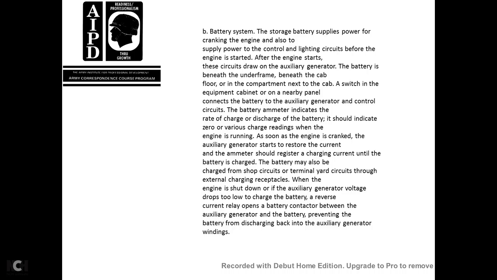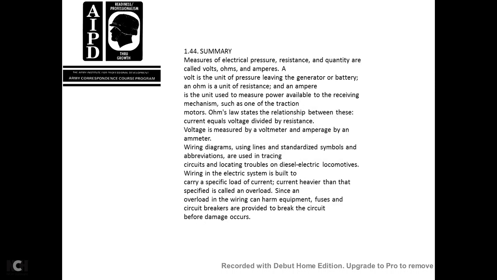The battery may also be charged from the shop circuit or terminal yard circuits through the external charging receptacles. When the engine is shut down, the auxiliary generator voltage drops below the battery charge. The reverse current relay opens the battery contactor between the auxiliary generator and the battery, preventing the battery from discharging back into the auxiliary generator windings.